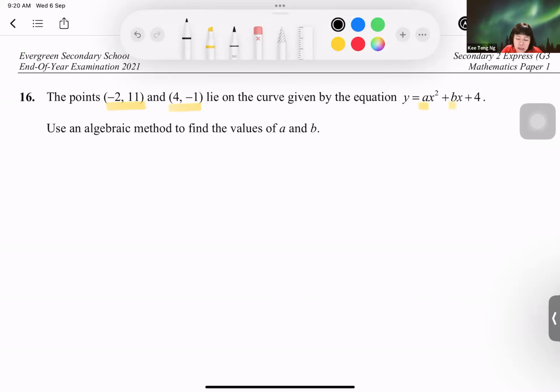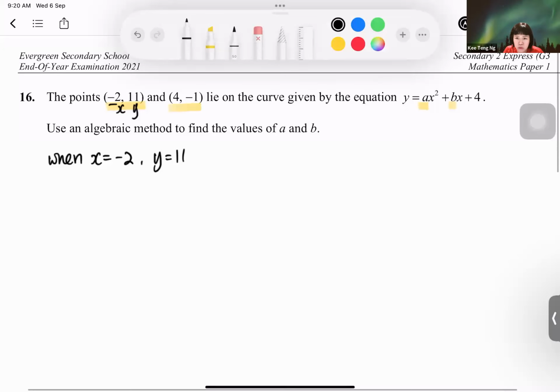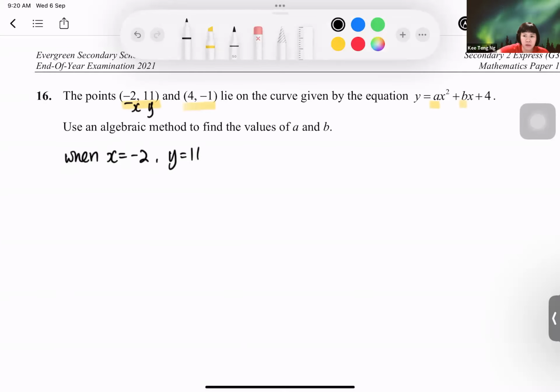Please bear in mind, x and y are actually sets of values. They are not unknowns. They are variables of the equation. A and B are the unknowns. So what can we actually do? We are going to use the minimal information from here. This is my x value and this is my y value. Two sets of values. When x equals -2, y equals 11. What am I going to do with these two numbers? Plug them into your equation.